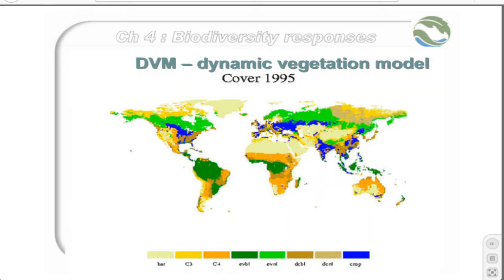Models such as this do a fairly good job of converting a basic understanding of climate inputs into the kinds of structure and function that one would expect from vegetation. And this slide represents a map produced by such a model, a dynamic vegetation model, which reveals a fairly good representation of what we know the world looks like, but based purely on a biophysical understanding of plant growth.